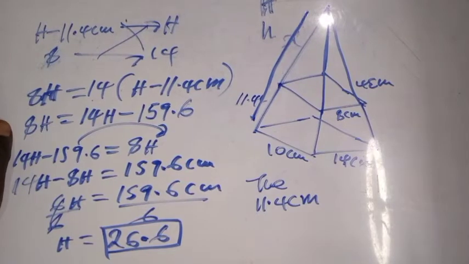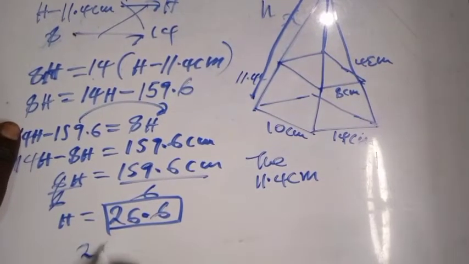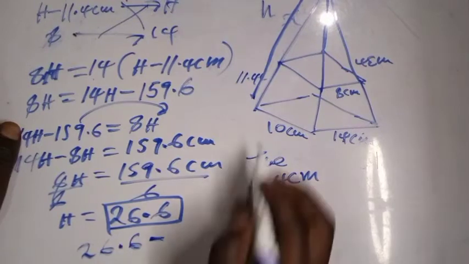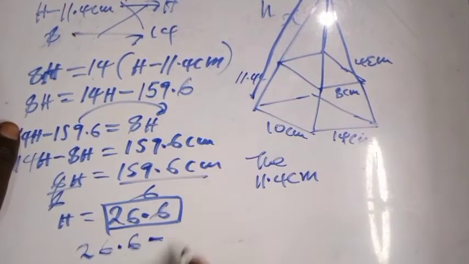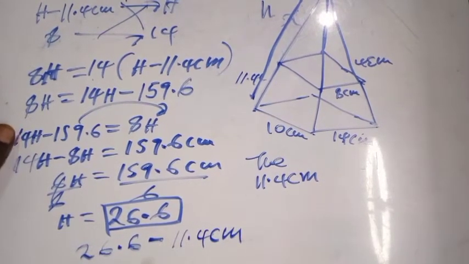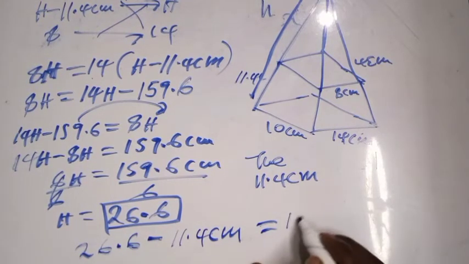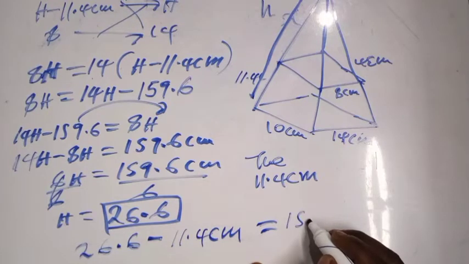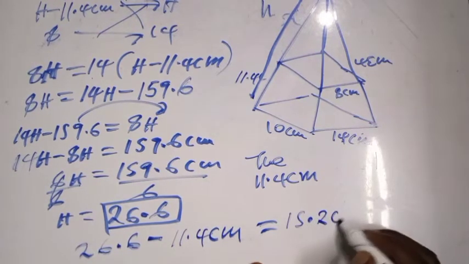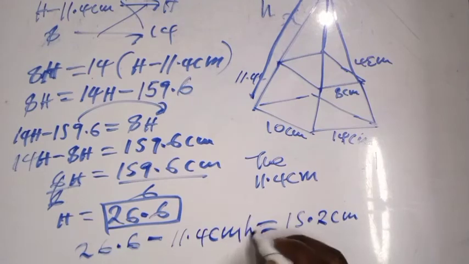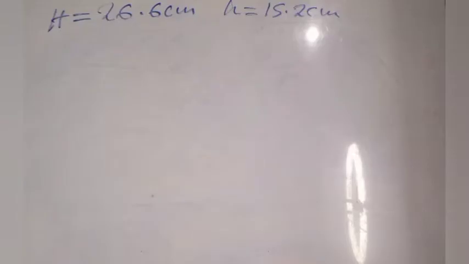Then let's subtract now for the small height. We are going to have 26.6 minus the height which we have been given in the previous, which is 11.4 centimeters. Then the total answer will be 15.2 centimeters as the small height. So let's take note of this. So this is our height which we have here.